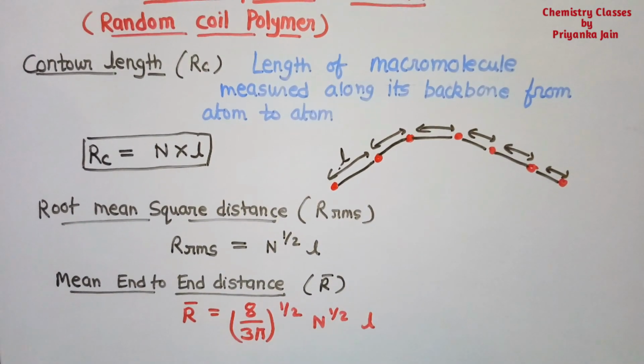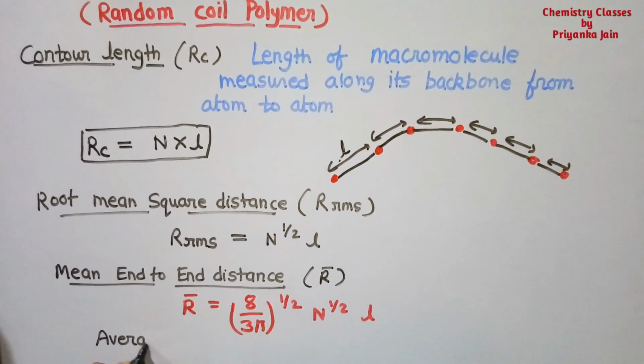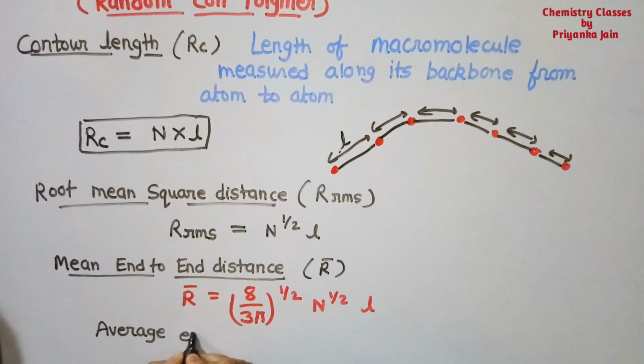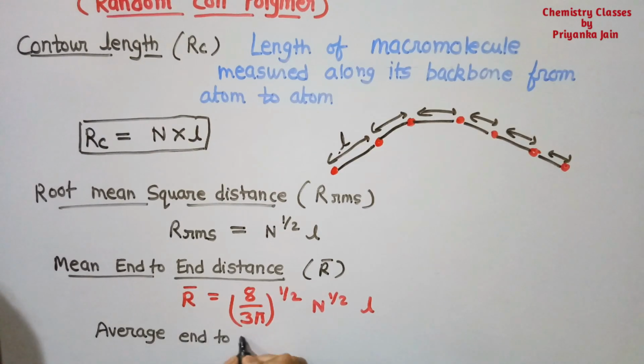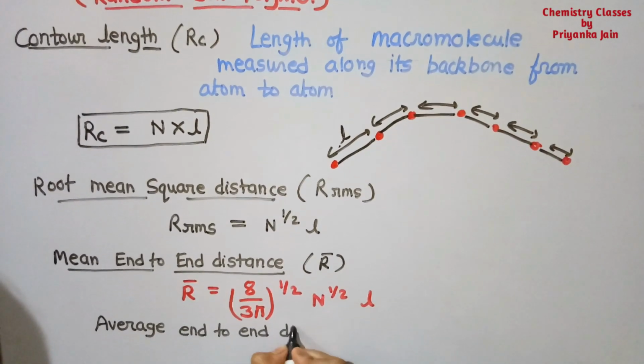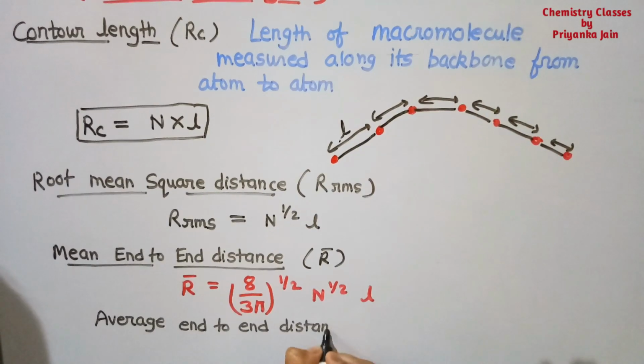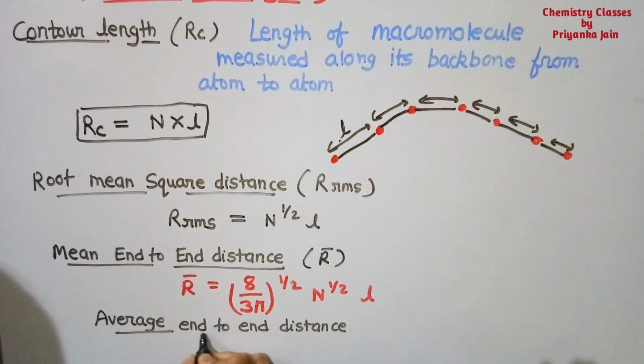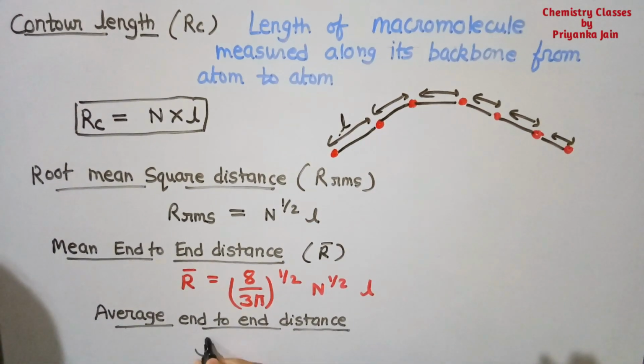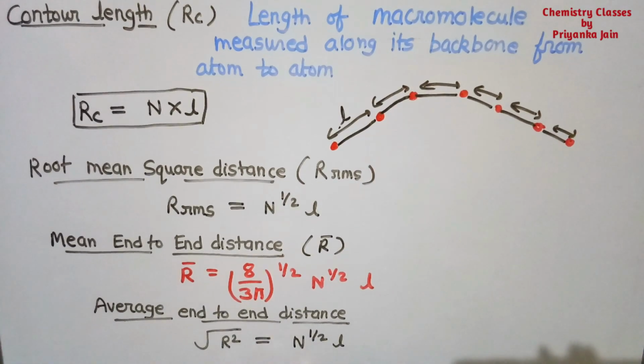Okay, now here I have seen one more formula for the average end to end distance that was asked in the exam. That is denoted in this manner. This is root and then this is square. Okay, in this manner. So the formula for this will be n to power half L. Okay, the same formula for here.